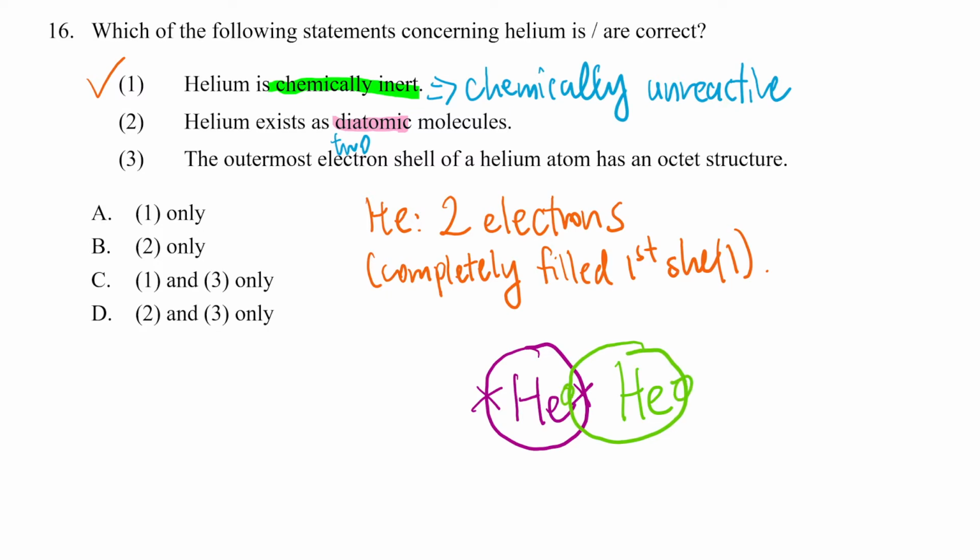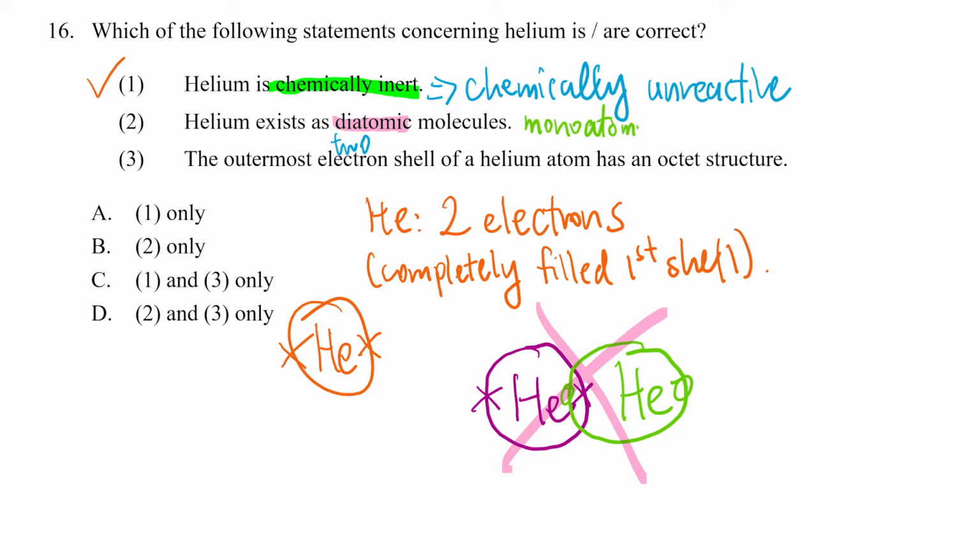Does it make sense? If you count the outermost shell electrons here, you'll see that there are 3 electrons in total. It's not completely filled, so this does not even exist to begin with. Helium by itself, having 2 electrons, is perfectly fine and in order. It's supposed to be monatomic, not diatomic. So option 2 is wrong.